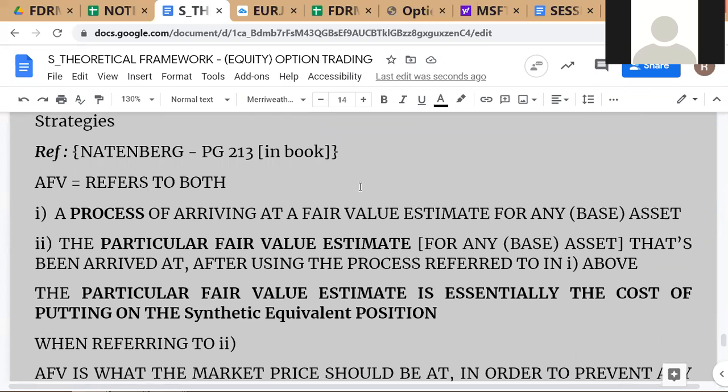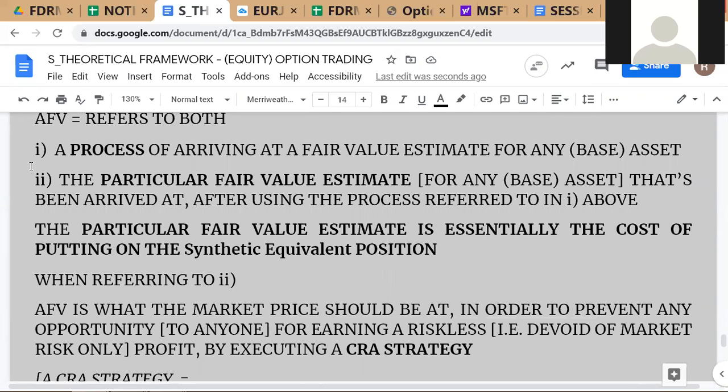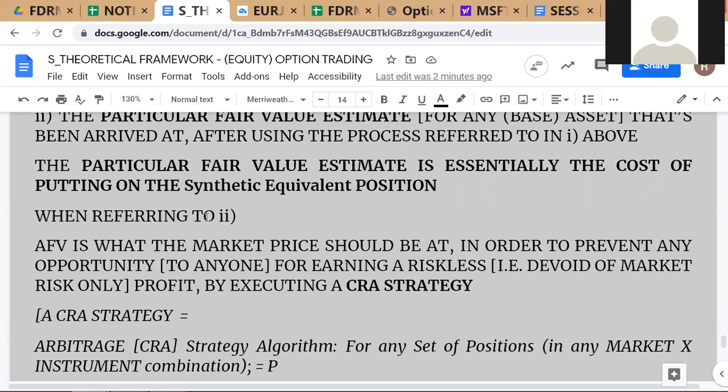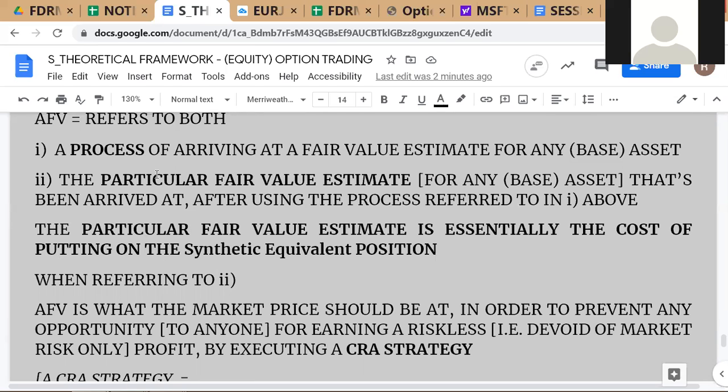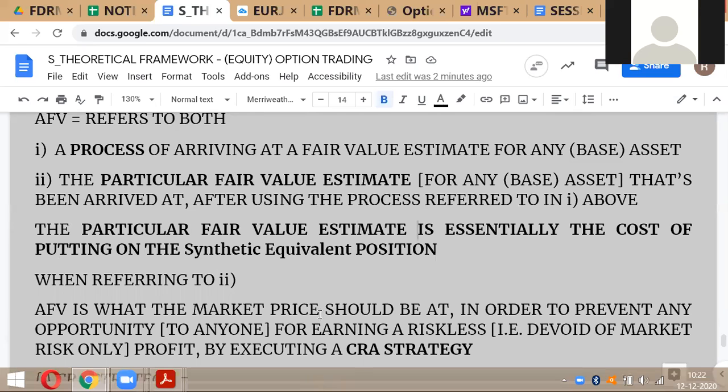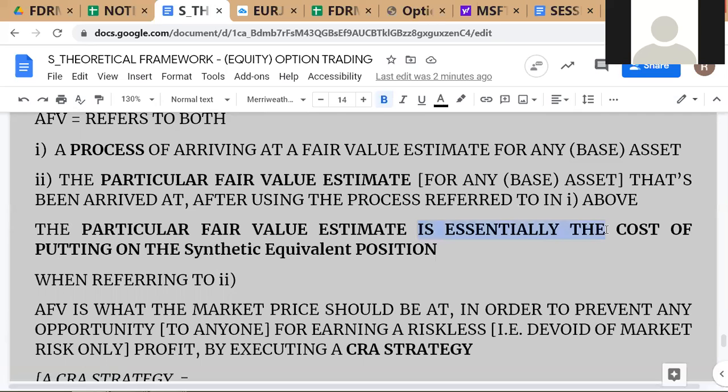So when we say AFV, what is AFV? When we use the term AFV, arbitrage free valuation, in the second sense, the particular fair value estimate that you arrive at by using the arbitrage free valuation process is nothing but the cost of the synthetic equivalent position.